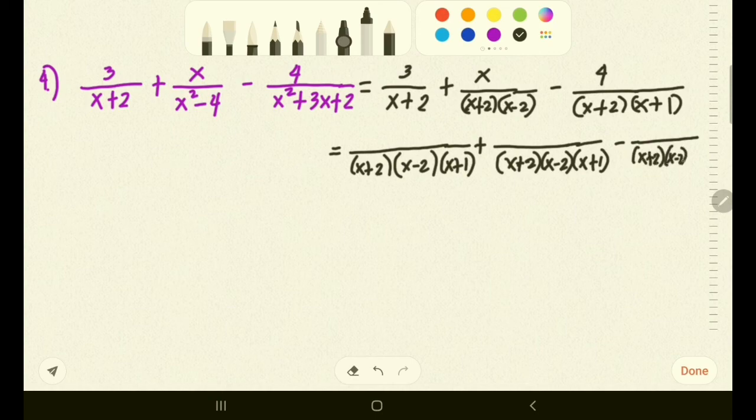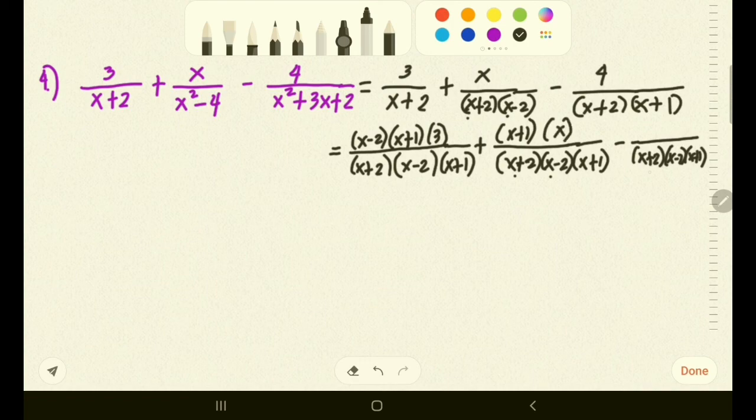Since you have the LCD now, of course you will also have new numerators. You divide your LCD by the existing denominator, which is x plus 2, meaning x plus 2 is cancelled out. The remaining is x minus 2 times the quantity of x plus 1, times 3. Then for the next one, you divide, so x plus 2 is cancelled out, and x minus 2 also, meaning the remaining is x plus 1.